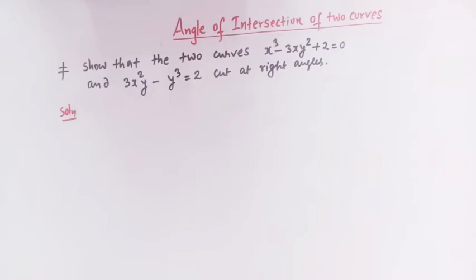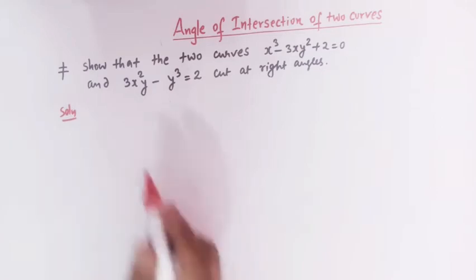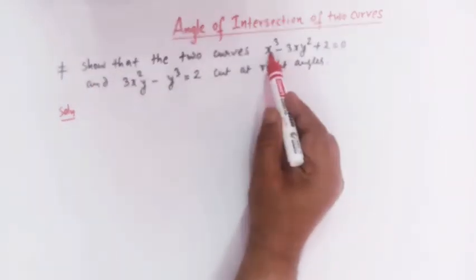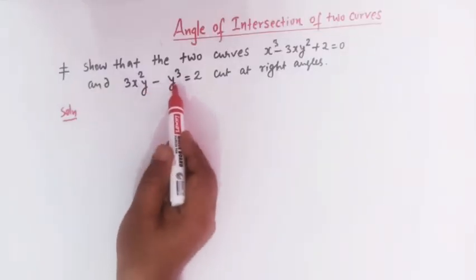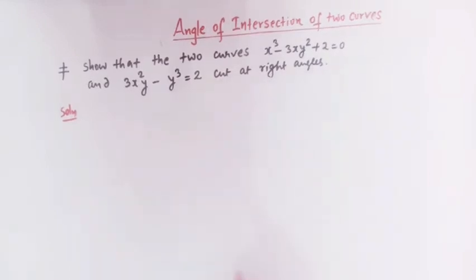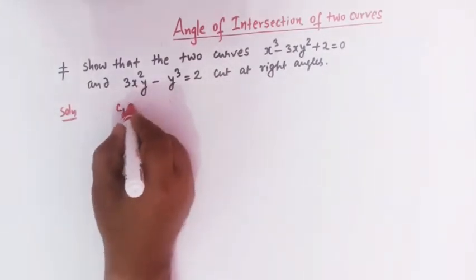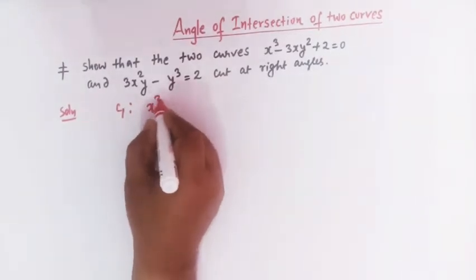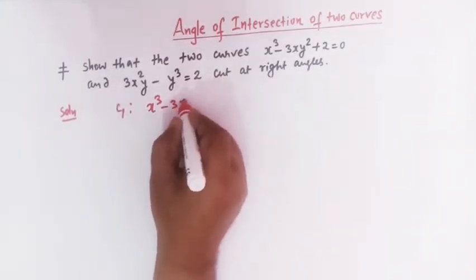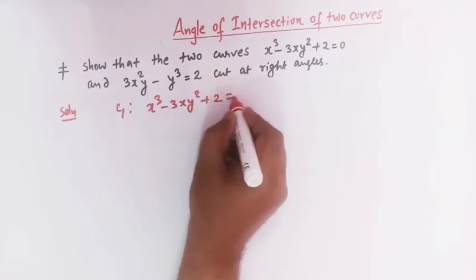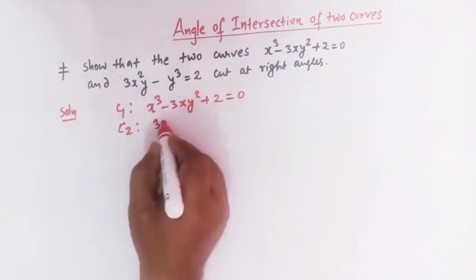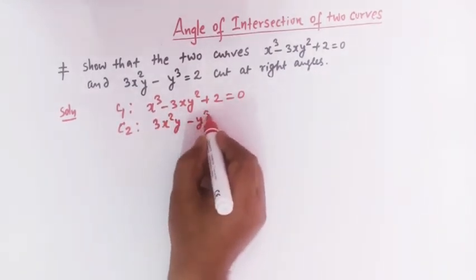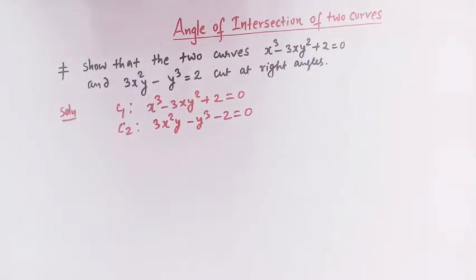Now let us solve some problems related to the angle of intersection of two curves. The first problem is: show that the two curves x cube minus 3xy square plus 2 equal to 0 and 3x square y minus y cube is equal to 2 cut at right angles. Here the equation of the first curve, C1, is x cube minus 3xy square plus 2 is equal to 0, and the equation of the curve C2 is 3x square y minus y cube minus 2 is equal to 0.